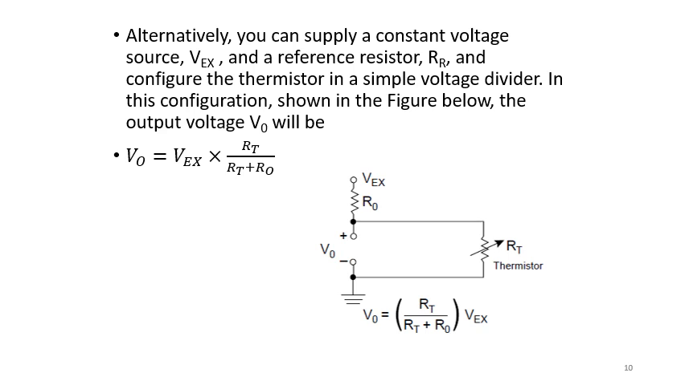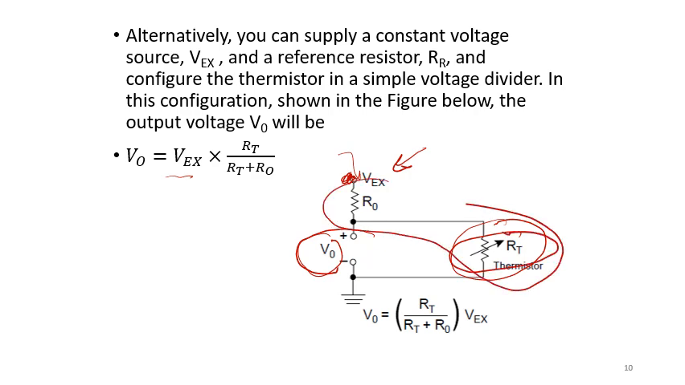If we have a voltage source, not a current source like the previous slide, if the supply is supplied through a voltage source, what we can do here is use a voltage divider. A voltage divider means R node is to be connected in series with the thermistor. So we can calculate the output voltage as VEX, the voltage of the supply, multiplied by RT, divided by RT plus R node, which is the voltage divider.